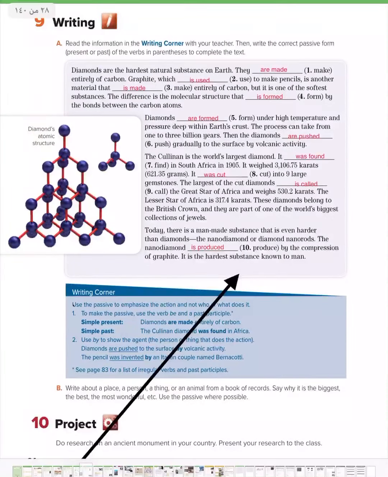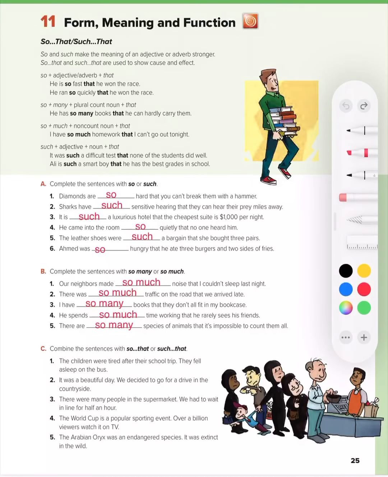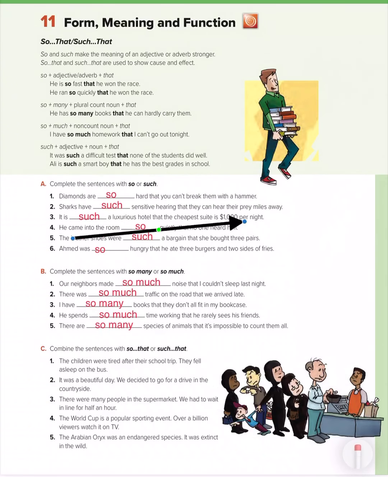Then look, what do we have here? Let's now move to the second page. We have here, as you can see, so that, such that. We use so and such to make the meaning of an adjective or adverb stronger. So if you want to make the adjective or the adverb stronger, you will say so or such. So that and such that are used to show causes and effects. So if you say so that or such that, you want to say the cause or the effect, okay?